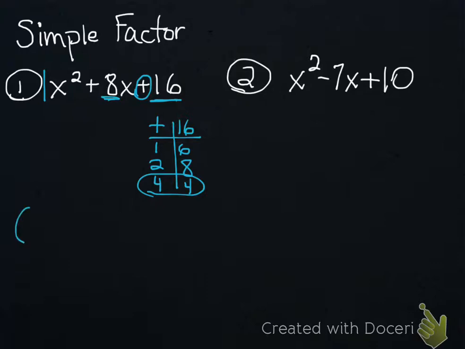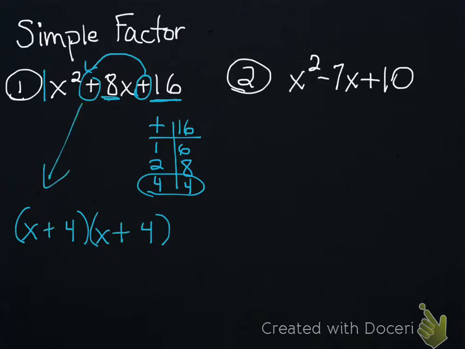So we put our two sets of parentheses with x's in the front. We put our 4's at the end. Now we figure out the signs. The sign of the 16 is positive, so they both get the sign of the middle term. So our answer is x plus 4 times x plus 4. Now, yes, you could write that as x plus 4 squared because there are two of them.